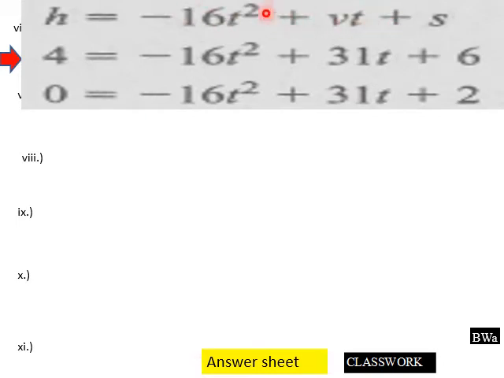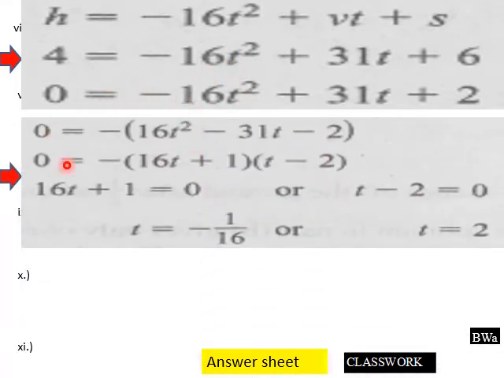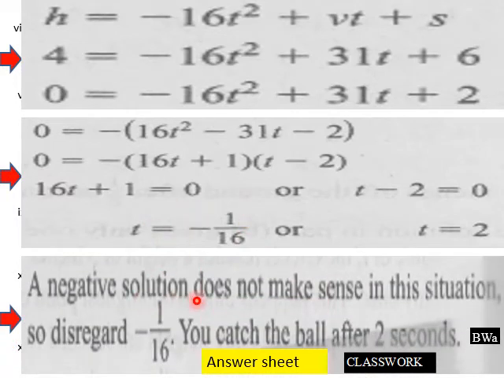Here is our motion formula for finding the velocity or path of, say, an object. So t equals -1/16, or t equals 2. When we factor this parabola out, this is what we get: -16t plus 1 and t minus 2. So it can't be a negative, can it? A negative solution does not make sense in this situation. So you catch the ball after 2 seconds. The time would be 2 seconds after the ball is released, using the motion formula.